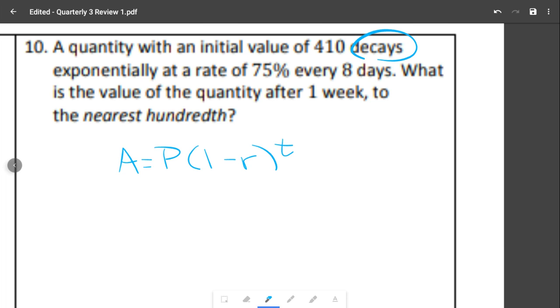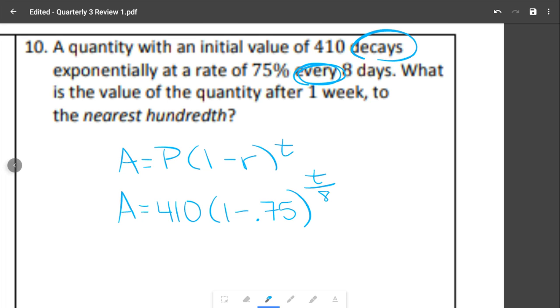Now we are looking for the final value, so we don't know what A is. P, the initial amount, is 410. R, the rate, is 0.75. It's happening every 8 days. So remember, the word every means that you are dividing. Now, the thing to be careful with here is this is now all representing days.